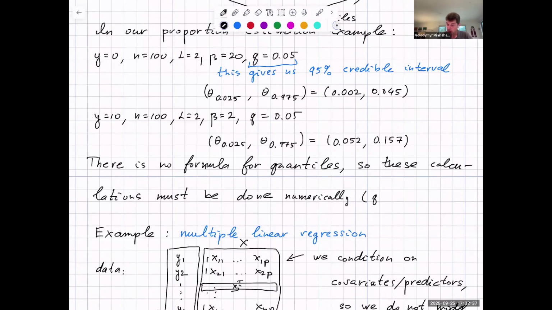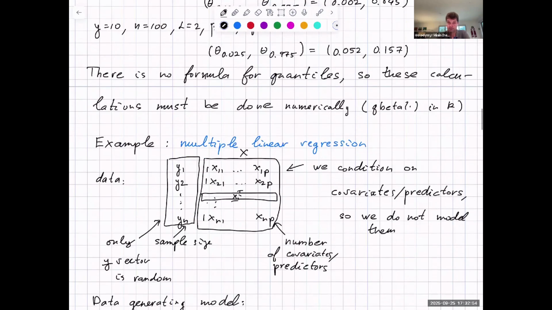For example, the qbeta function in R, or qnorm, whatever distribution you're using, Q plus the name of the distribution will give you these calculations.